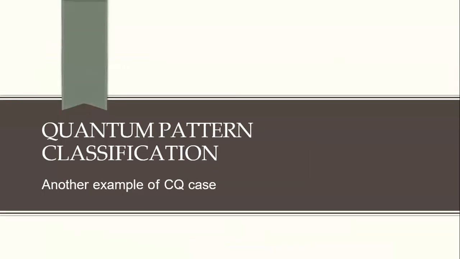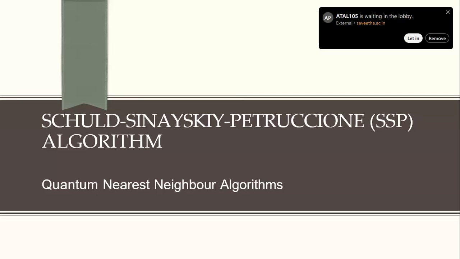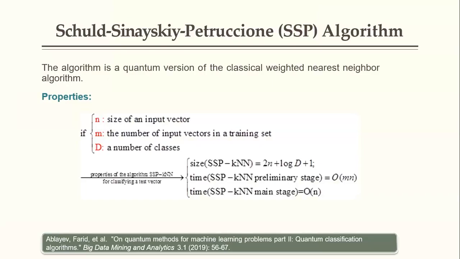Then quantum pattern classification. Another example of CQ case. Shinaski petition SSP algorithm, quantum nearest neighbor algorithms, which use the k nearest neighbor algorithm like in machine learning. This is referred from Ablayev, Farid et al., On quantum methods for machine learning problems part 2, quantum classification algorithm, which is similar to KNN.